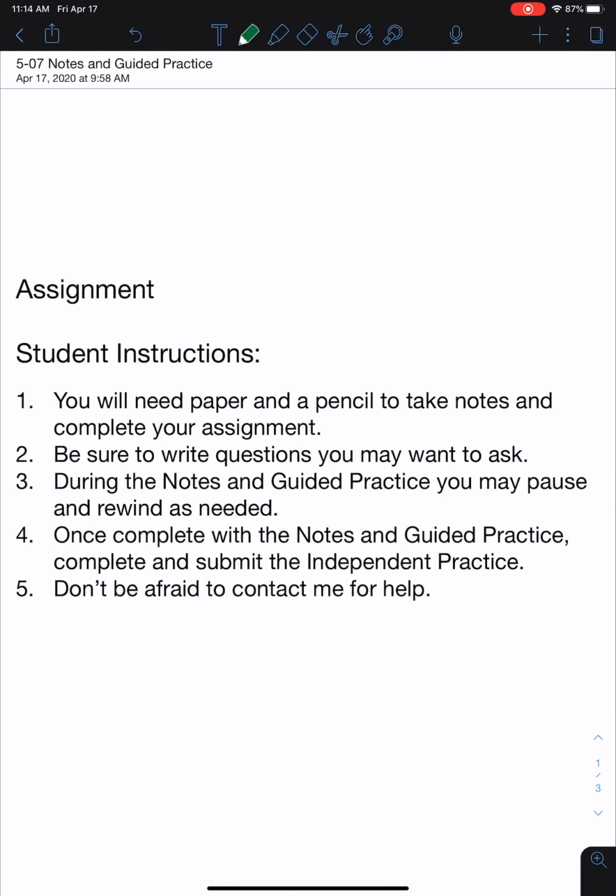Welcome back, everyone. Today we are going to continue on with our financial literacy section. We're going to talk about interest. We're going to keep it simple and just talk about simple interest today.